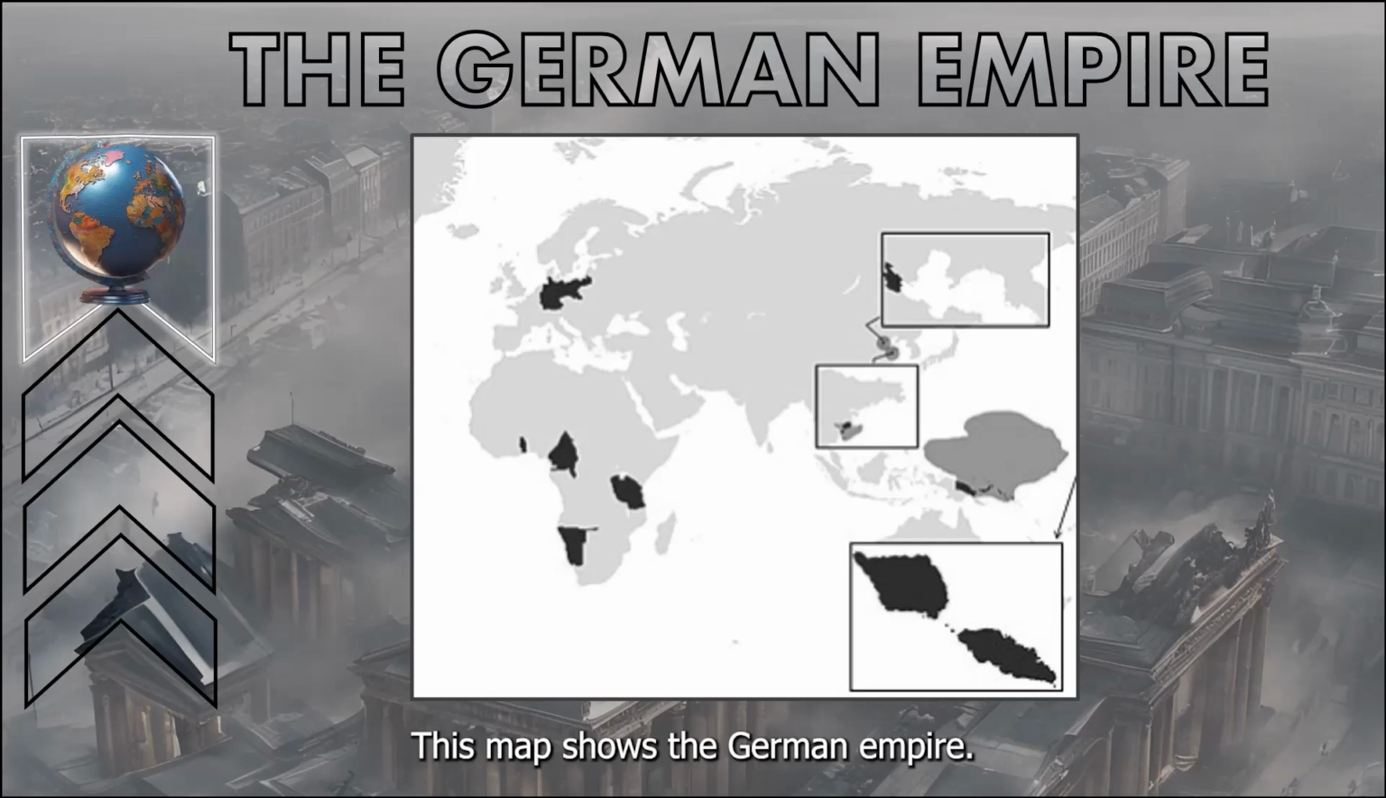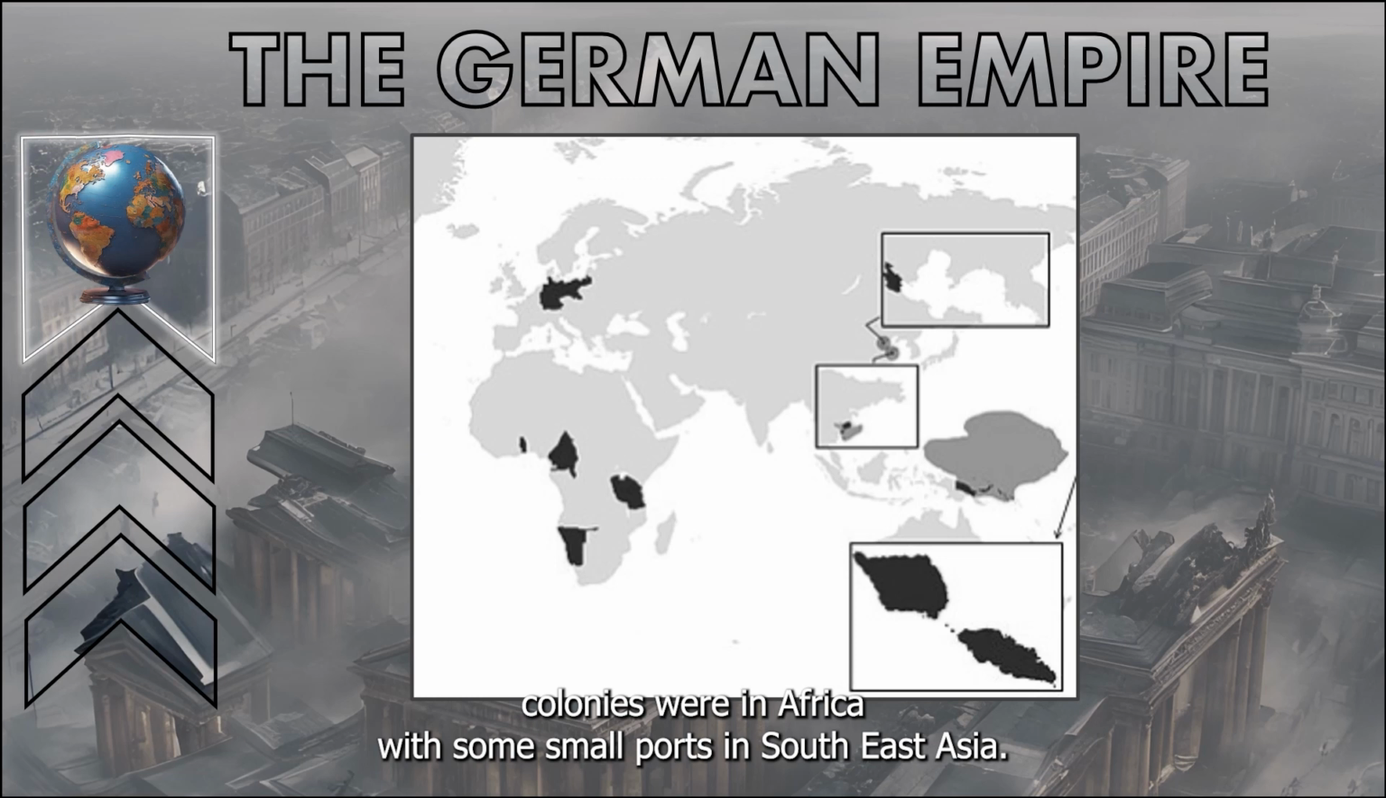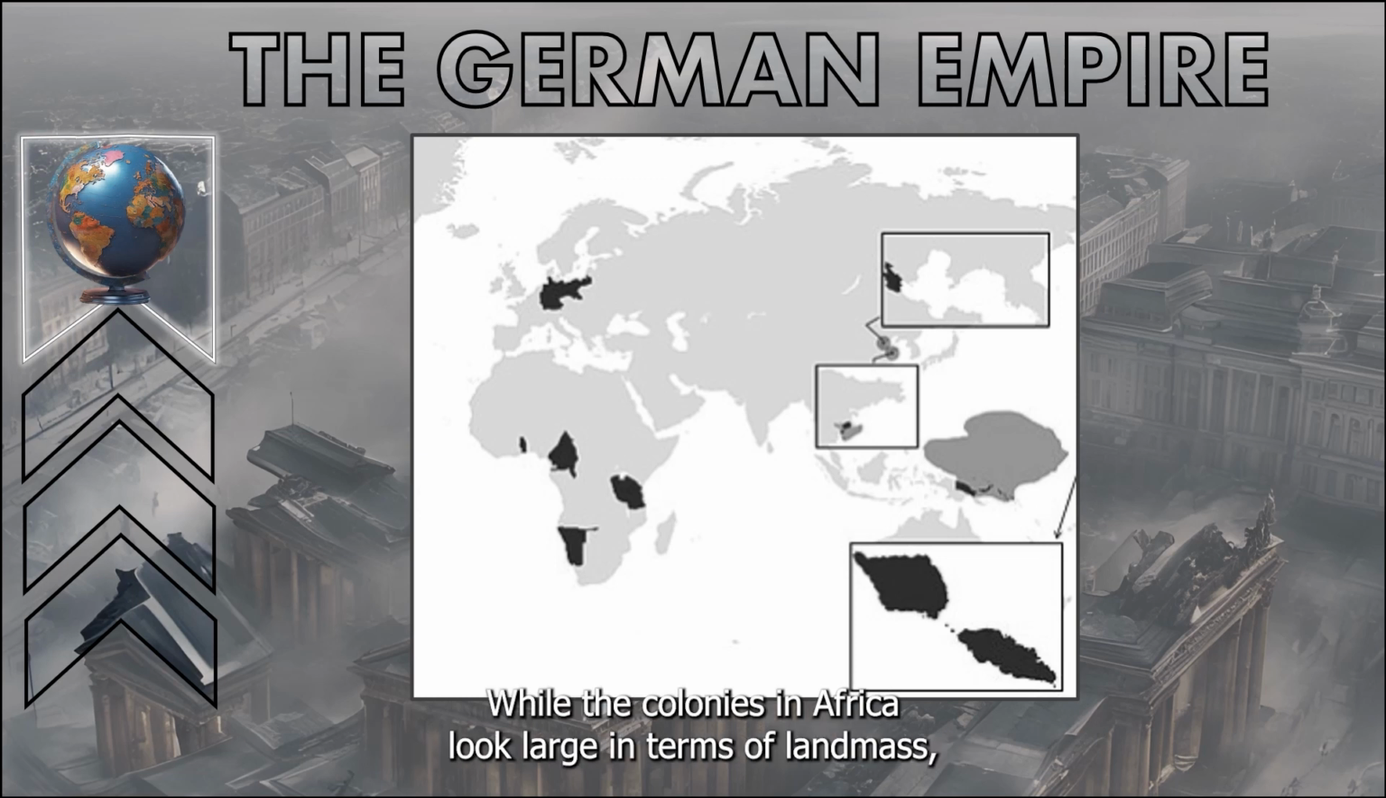This map shows the German Empire. You can see that most of the overseas colonies were in Africa with some small ports in Southeast Asia. While the colonies in Africa look large in terms of landmass, they were largely barren with sparse resources.